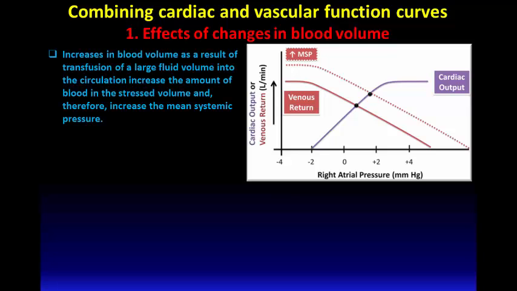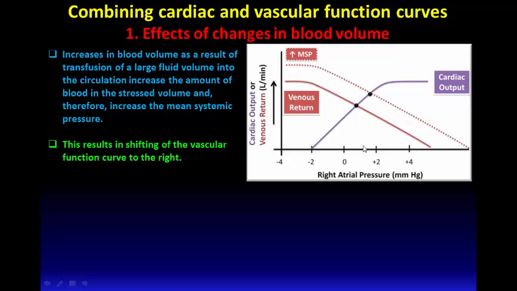Now let's describe the effects of changes in blood volume on the combined cardiac function and venous return curves. Increases in blood volume as a result of transfusion of a large fluid volume into the circulation increases the amount of blood in the stressed volume, as we described earlier in the lecture, and hence the mean systemic pressure, the mean circulatory pressure increases, and this results in shifting of the venous return curve to the right along with its intersection point with the x-axis, indicating an increased mean circulatory pressure.